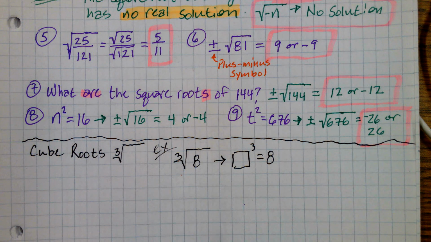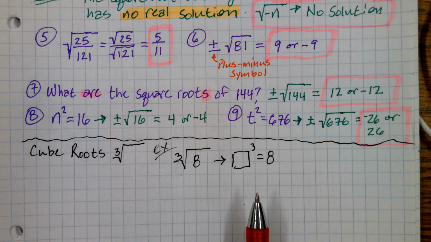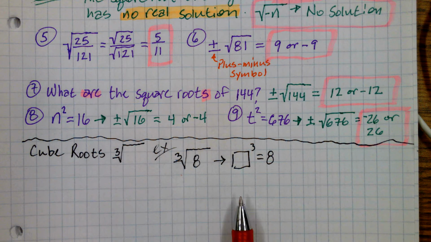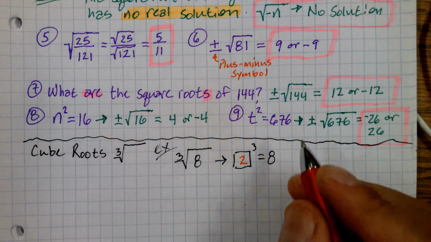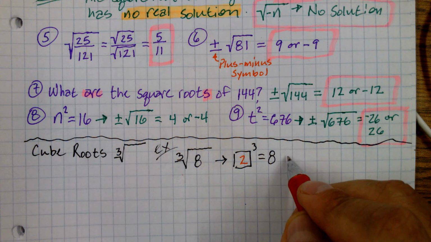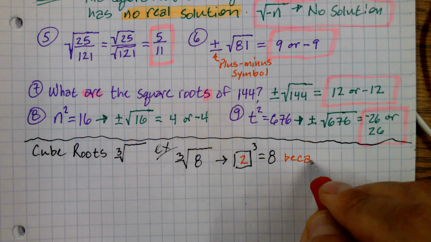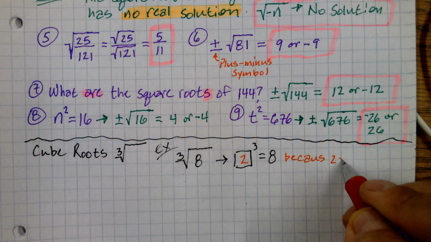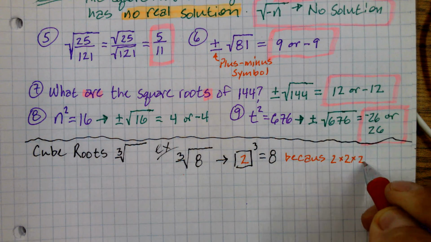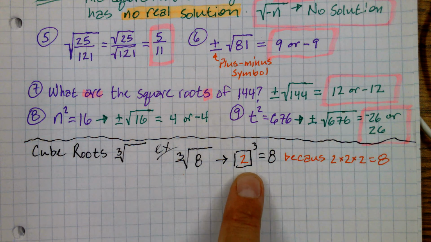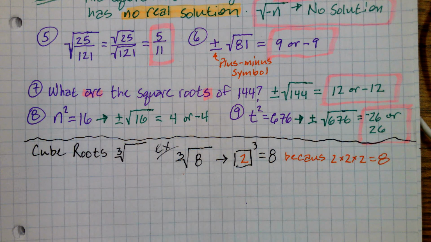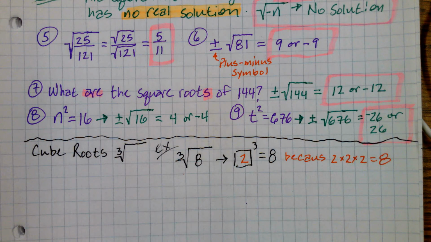Let's see. What do you think? Could it be 1? 1 times 1 times 1 is 1. So it can't be 1. How about 2? 2 times 2 is 4. 4 times 2 is 8. So guess what? It's 2. So you're asking yourself, what number times itself 3 times equals the number inside the root symbol? Okay? All right. Well, let's figure out a couple.